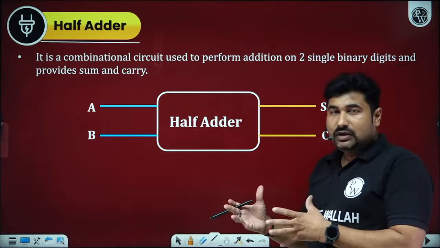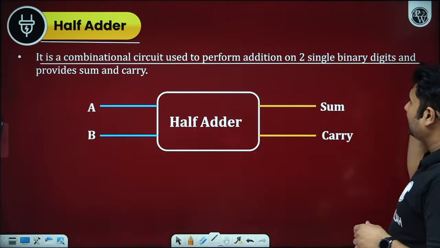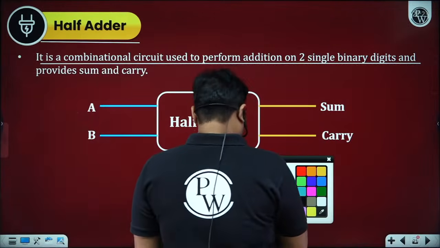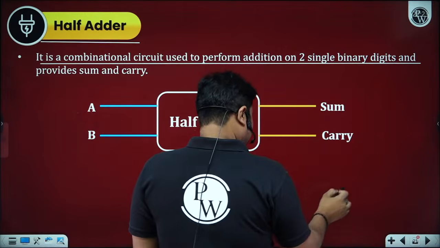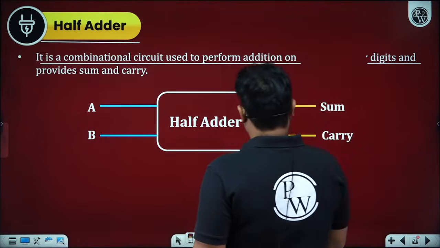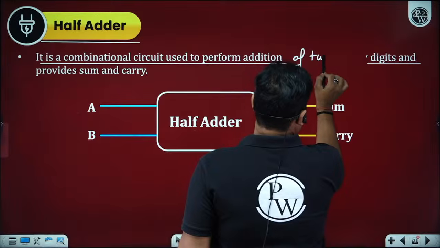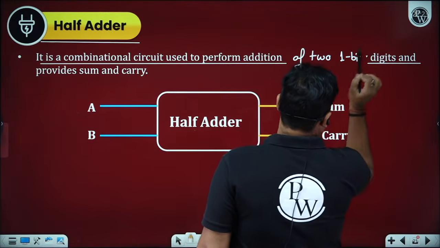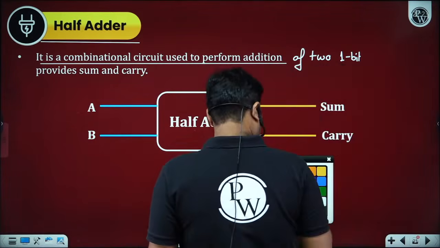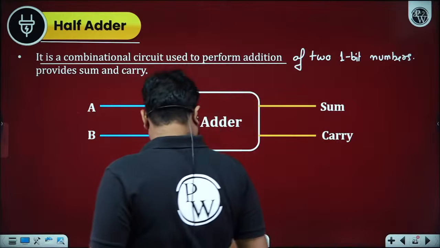So in general, how will a half adder circuit work? A half adder circuit is a combinational circuit that performs addition of two 1-bit numbers and provides sum and carry.